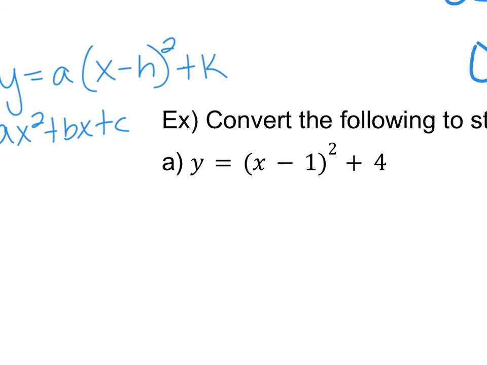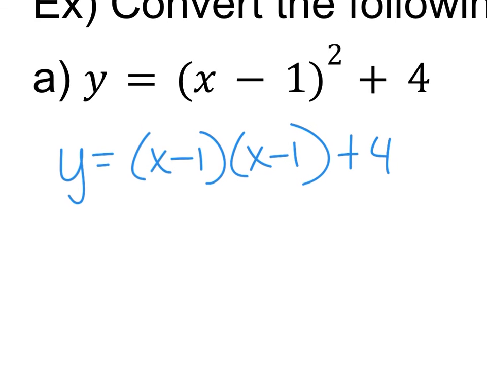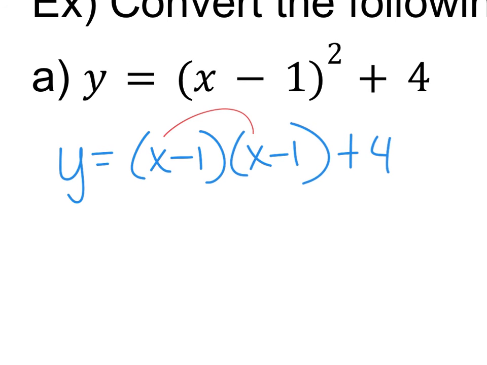I'll show you. So we're going to have y equals, and since that x minus 1 is being squared, the whole thing is being squared, we're going to have to do x minus 1 times x minus 1 plus 4. Okay, because that's kind of expanded form. So now let's just distribute. So x times x is x squared. X times -1 is -1x, or you could just write -x, doesn't matter. -1 times x is -x. -1 times -1 is +1.